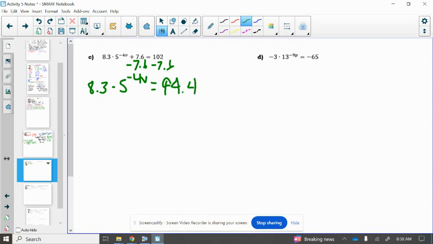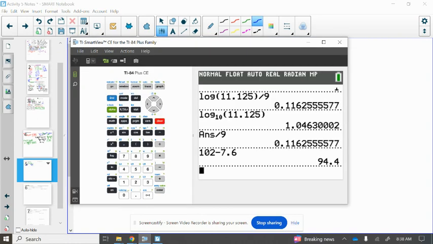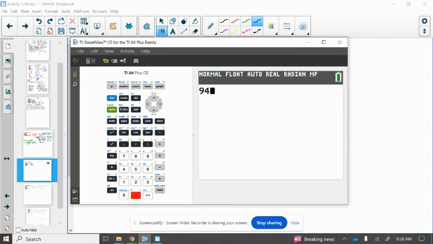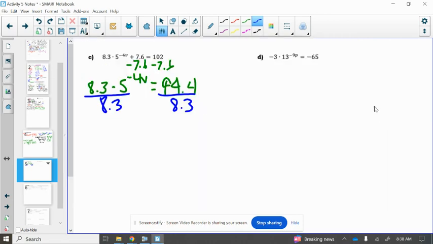And then to get this exponential by itself, we need to divide by the 8.3. So we have 94.4 divided by 8.3, and we get 11.37. Again, we want to make sure we're using lots of decimal places here to make sure we have the most accurate answer. So we have 11.373.